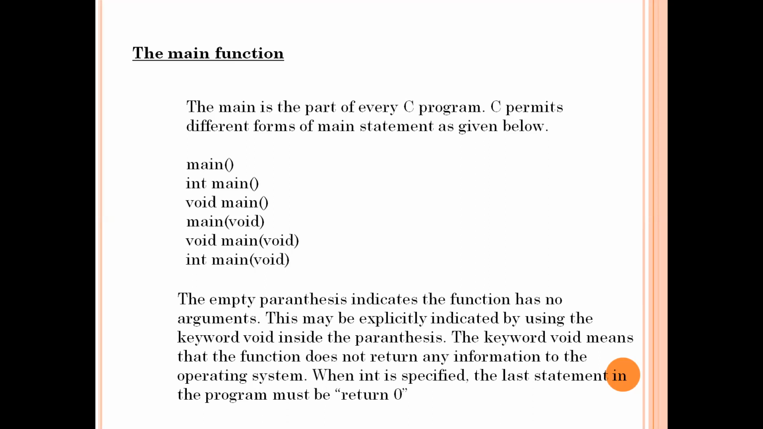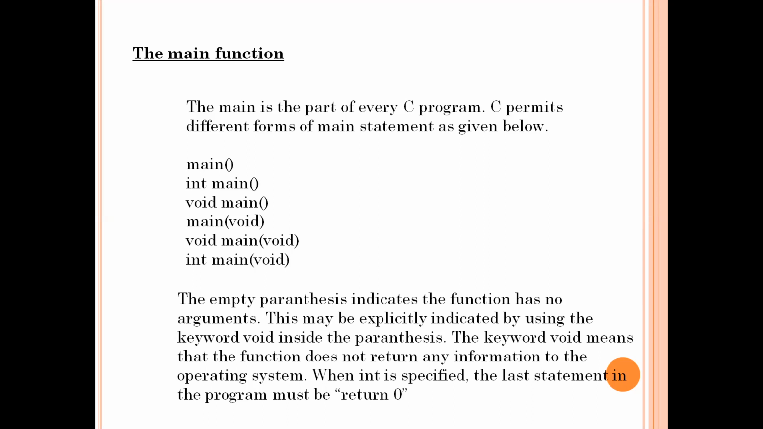So in usual cases, we use void main(). Simply void main() is similar to void main(void). So simply we use the void main() function. In case the function returns any value to the operating system, if it returns an integer value to the operating system, we should declare it as int main().